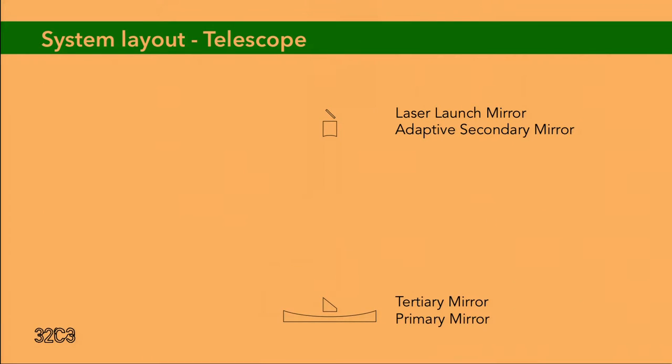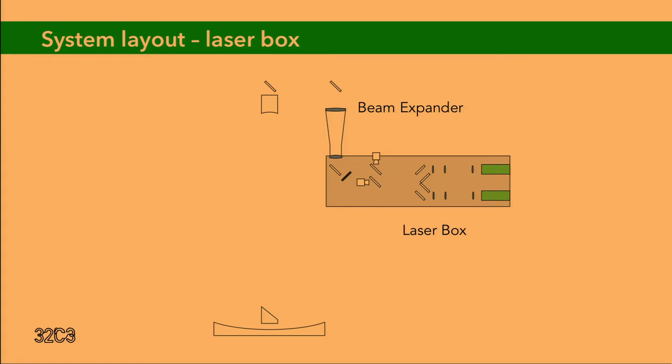Our system layout is like this. We have this adaptive secondary mirror, which is the deformable mirror. We have the primary and tertiary that is clear already. So we have a laser box, the green thingies being the lasers themselves. We produce some laser beams. We have steering mirrors in there to get them into the right pattern on sky, of course.